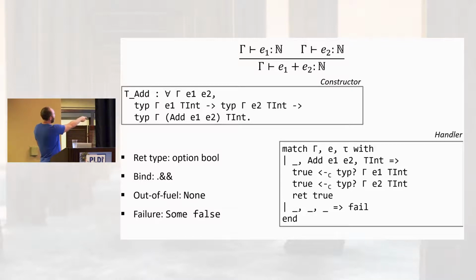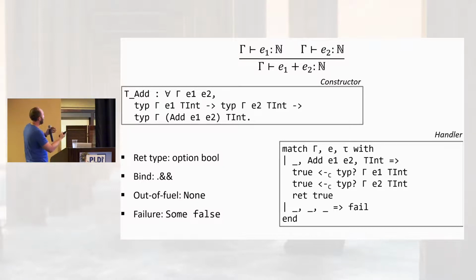And basically, we're making sure that when we call type for E1, the result is some true. Where we make a call to type for E2, the result is some true. And then we return true, where everything here is options. And there are two modes of failure, right? Whenever the typing relation returns none, that means we're out of fuel, and that signifies something different from when the typing relation fails and returns some false, in which case we return some false out of the whole thing.